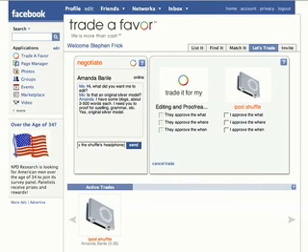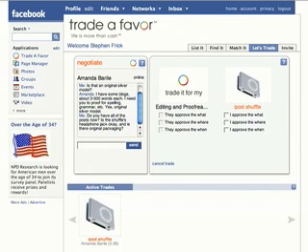Both of us have described our favors clearly, so all we need to do is work out the specifics. Amanda wants me to proof a certain number of her blog posts in exchange for her iPod Shuffle. We agree that I will edit 10 of her blog posts in exchange for the iPod.